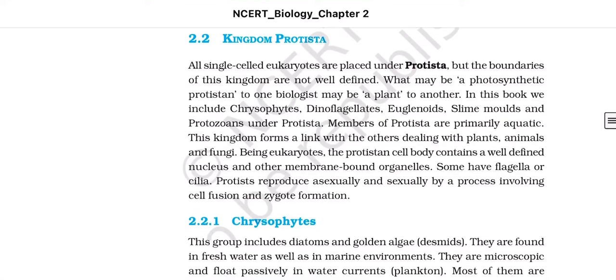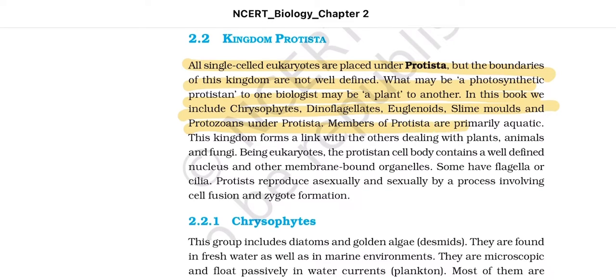Kingdom Protista. All single-celled eukaryotes are placed under Protista, but the boundaries of this kingdom are not well defined. What may be a photosynthetic protist to one biologist may be a plant to other. In this book, we include chrysophytes, dinoflagellates, euglenoids, slime molds, and protozoans under Protista.